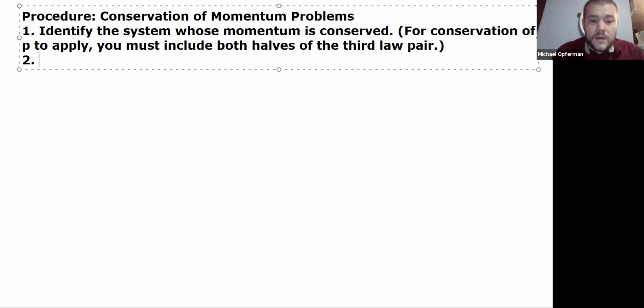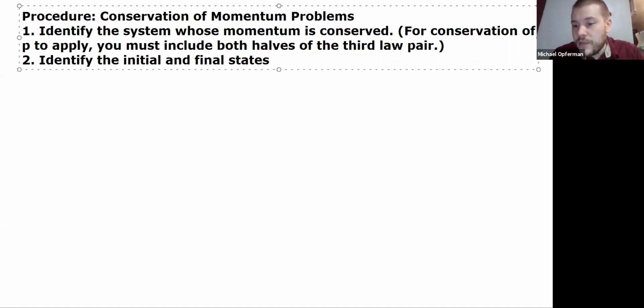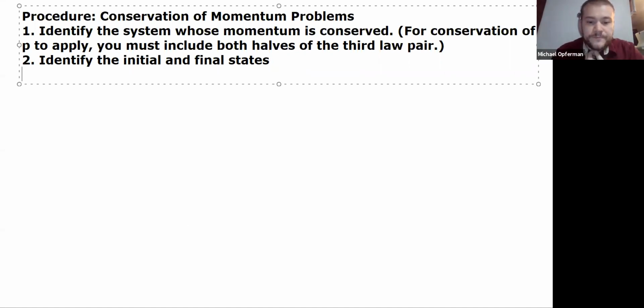Number two is to identify the initial and final states. Just like in kinematic equation problems, get a clear, very specific picture of what is happening, because this is delta P, remember, that we're considering. So what is the initial that I'm subtracting off, and what is the final that I'm adding on? What is the initial state? What is the final state?